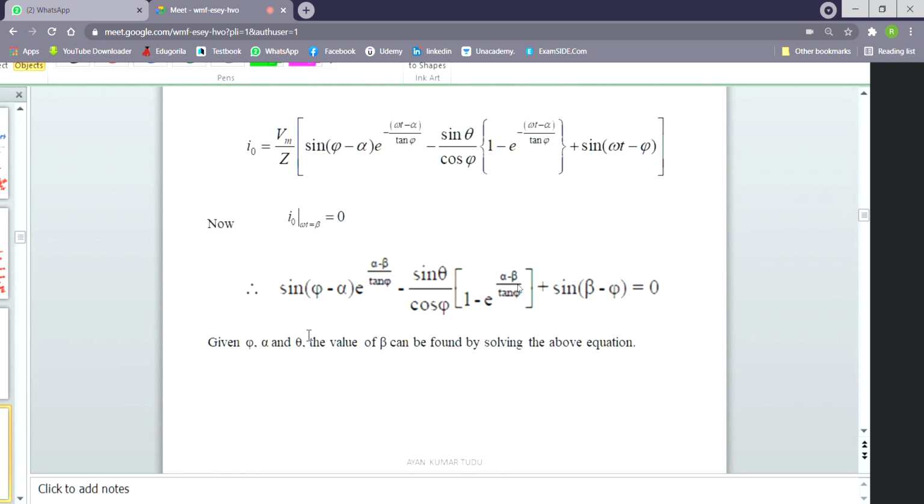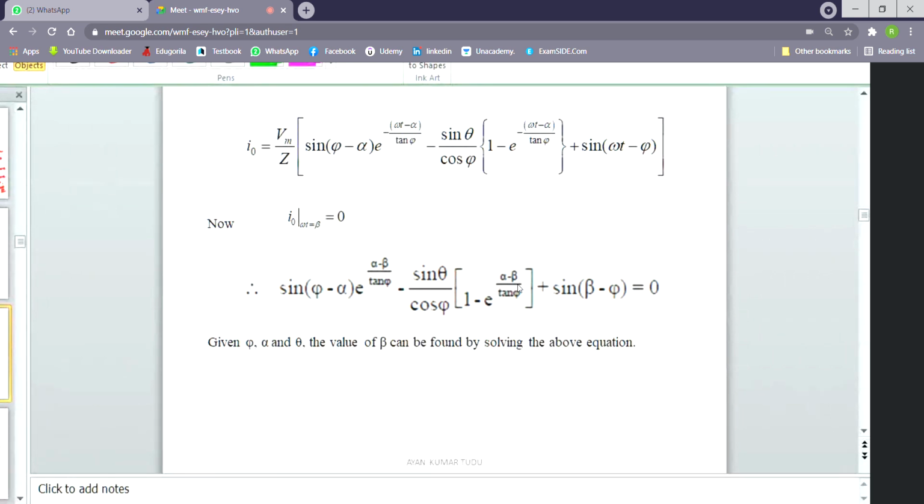So given the values of phi, alpha and theta, the value of beta can be found by solving the above equation. Here you can see this has to be solved by a trial and error method. This is an empirical formula, an iterative solution. So in the semester, the value of beta would be given, and you may have to find out either alpha, theta or the phi value. That is how the problems are set. This type of problems you can find in any type of books. You may just consult them. Please note that I am not doing any problems in the class. So please consult any book on power electronics for doing the problems.